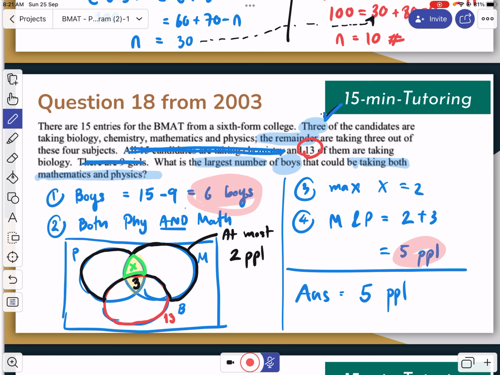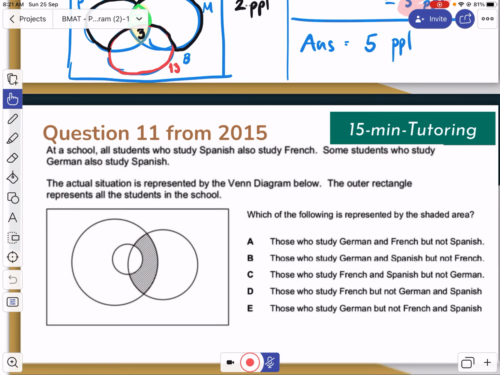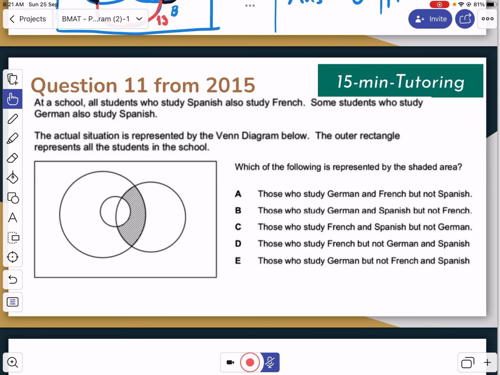Alright, and that is question 18 on 2003 exam. If you want to pause the video and take note, please do so. Now, we have the last question on the series. And this is actually easier than the first 2. So if you want to attempt on your own, please take your time.